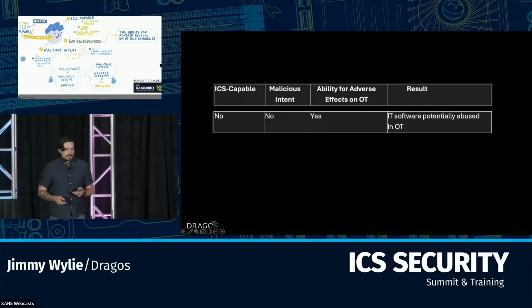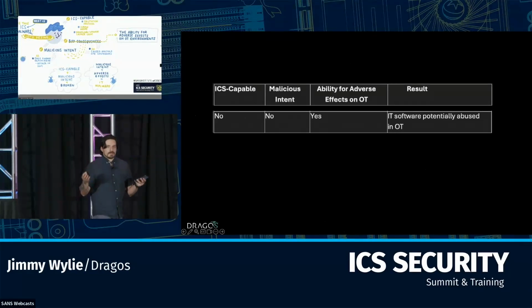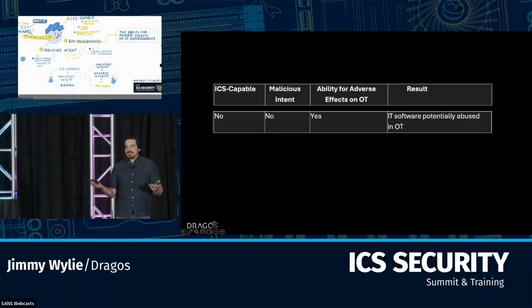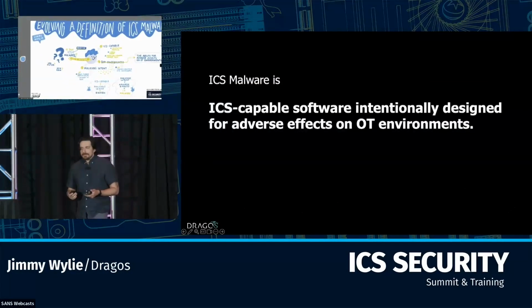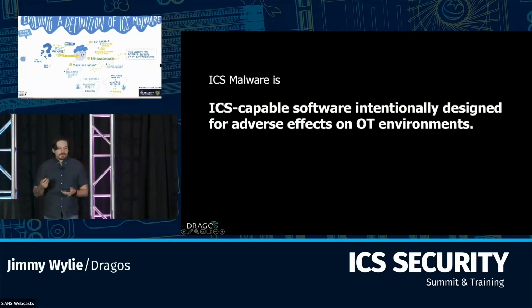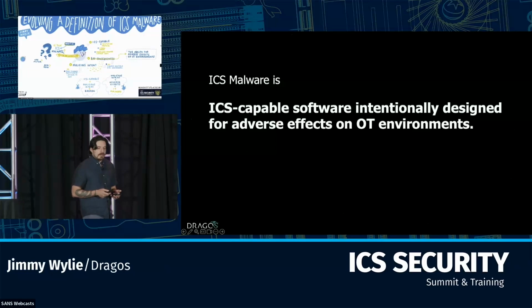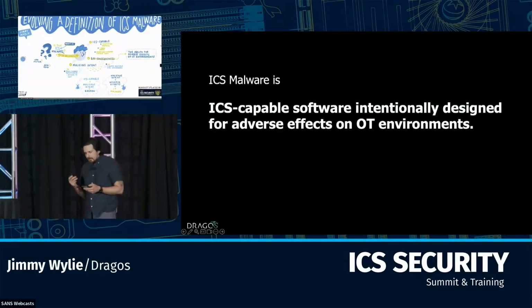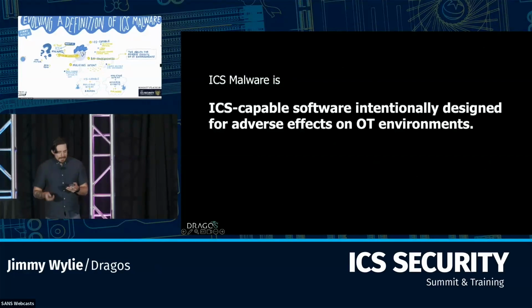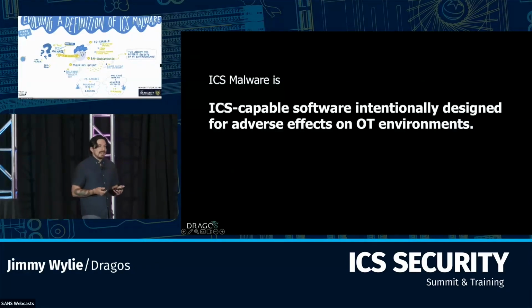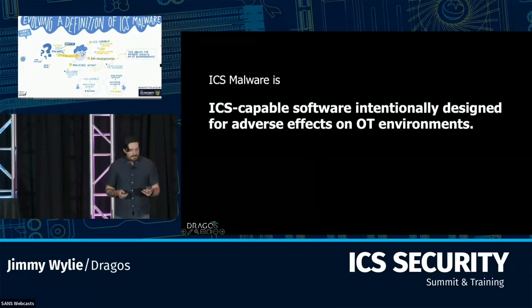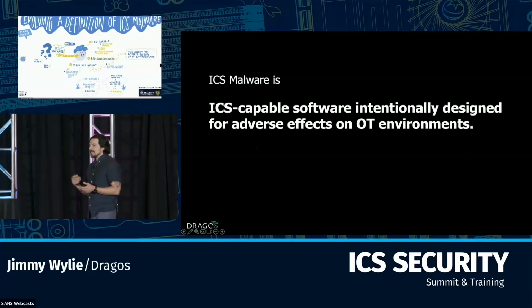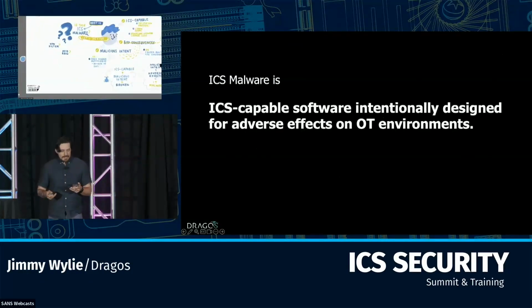So all of this seems legit, and then all that's left now is to take all of these properties, sum it up into a sentence, and we have a definition, right? So that's what we did. And so this is what we landed on. It's ICS capable software intentionally designed for adverse effects in OT environments. This definition is short, it's sensible, and it accurately reflects how we think about ICS malware. It's also easy to remember, and it provides a simple formula for identifying ICS malware.